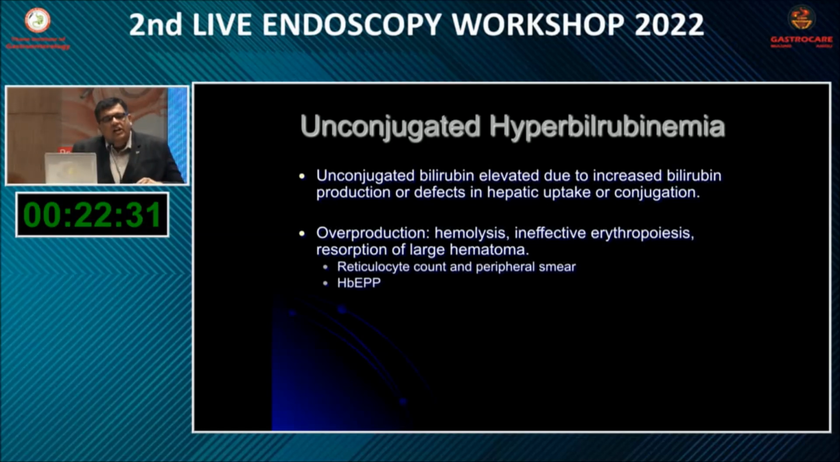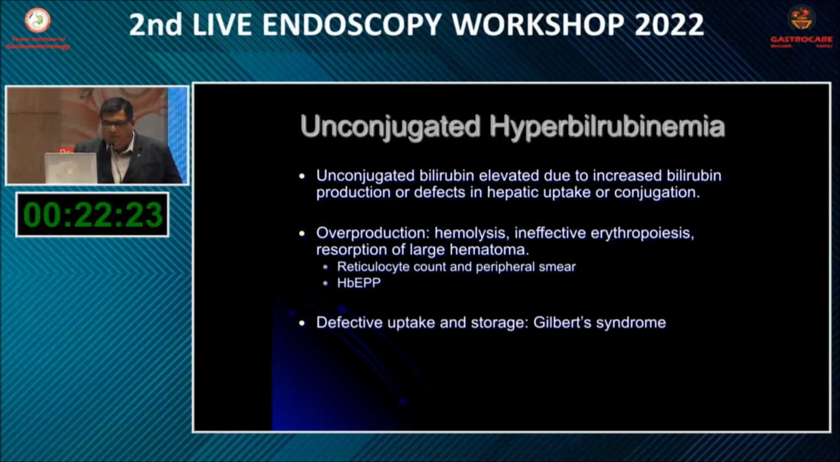If you find anemia, you must ask for reticulocyte count, peripheral smear, and hemoglobin electrophoresis to identify what is the cause of this hemolysis. Gilbert syndrome is extremely common. Around 3% of people in Mumbai have Gilbert syndrome. So what is Gilbert syndrome? It is just elevation of the bilirubin because there is slight deficiency of an enzyme called UGT1A1 in the liver.